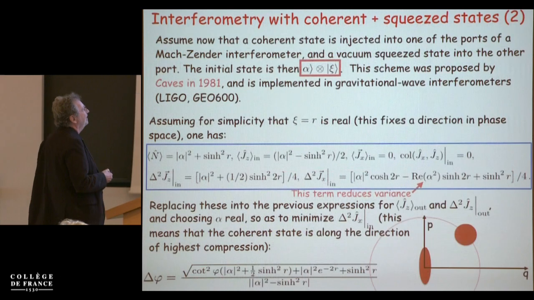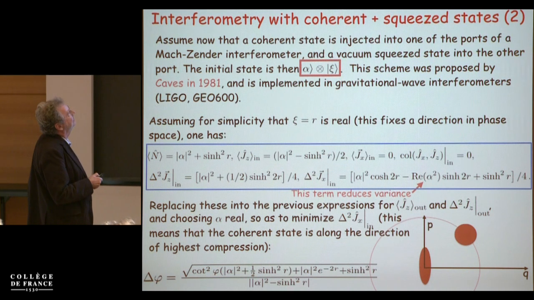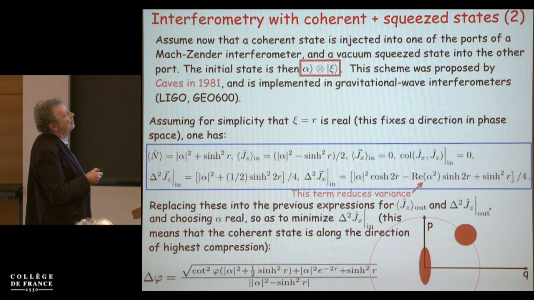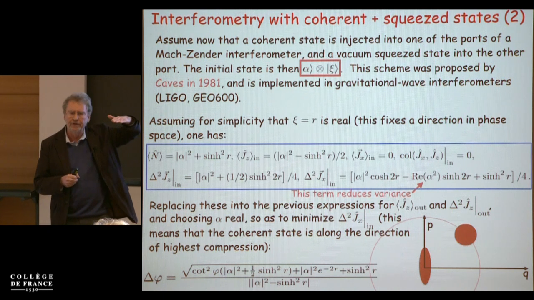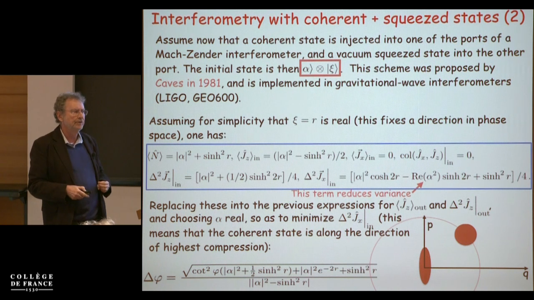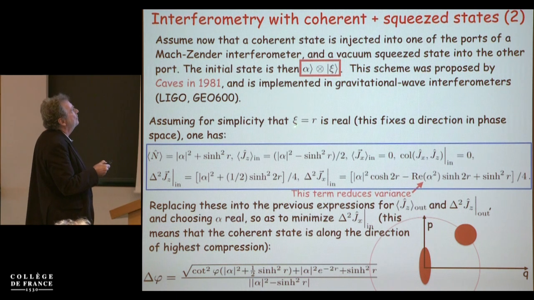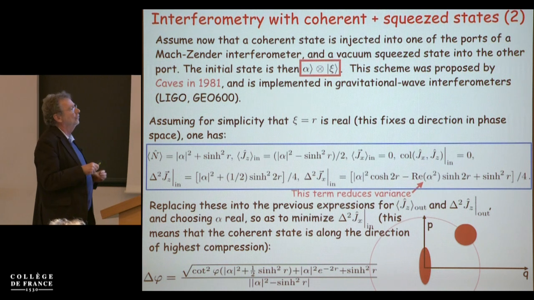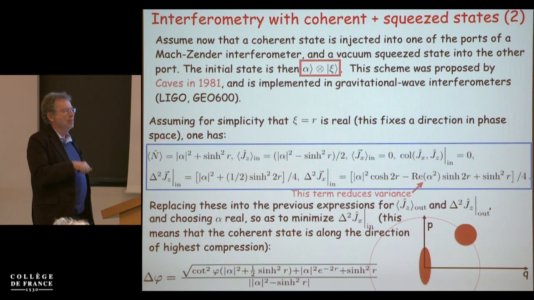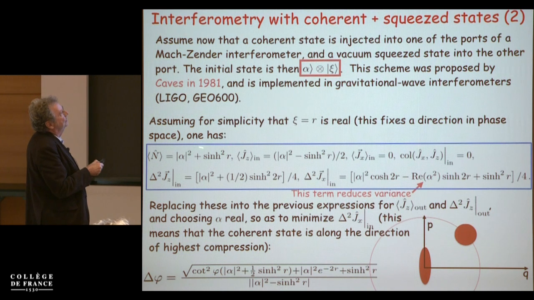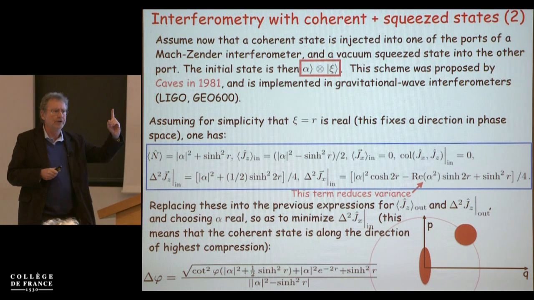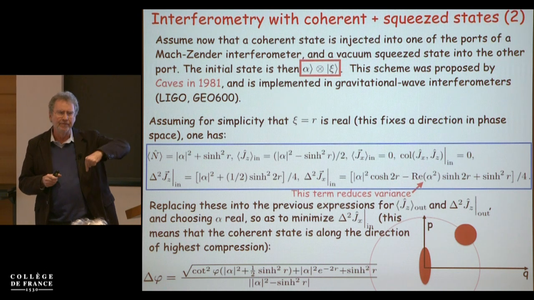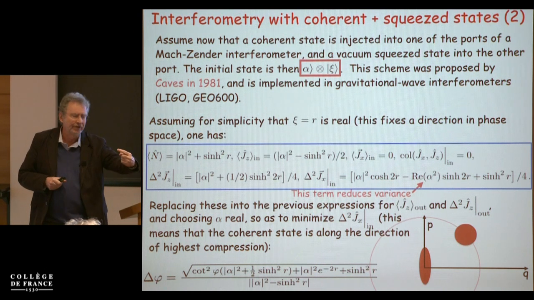Now, so what's the idea now? Now we start with this state here. So it's the product of a coherent state times a squeezed vacuum state. So we inject a coherent state into one arm of the interferometer and a squeezed state in the other arm. And we assume for simplicity that Xi is real, so that amounts to fixing a direction in phase space. So our squeezed state is like that, okay? And we can, again, turn the crank and calculate these quantities. Now, remember that the variance of Jz in the outgoing state depends on the variance of Jz in the incoming state and also on the variance of Jx in the incoming state.